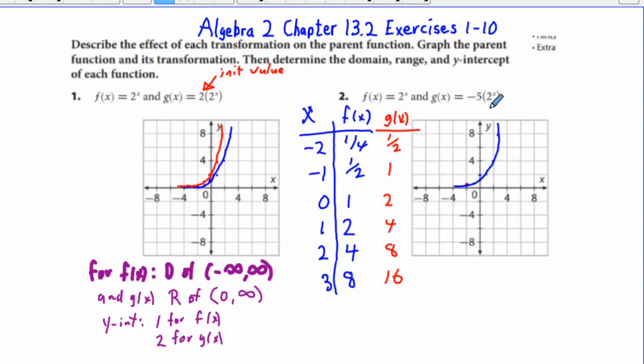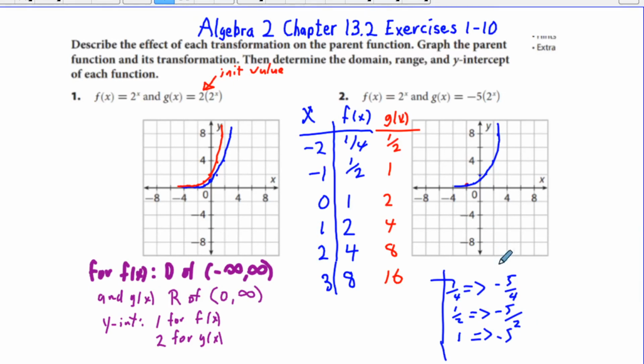And then what you're going to do is take each of these output values and stretch them by multiplying by negative 5. So this 1/4 becomes negative 5/4. This 1/2 becomes negative 5/2. This 1 becomes negative 5, and so on.